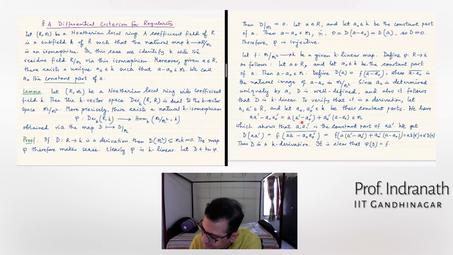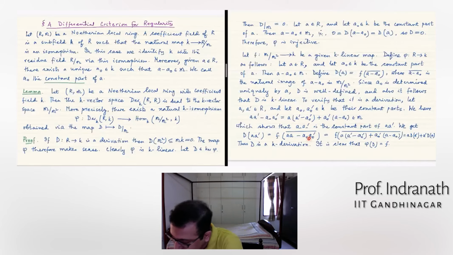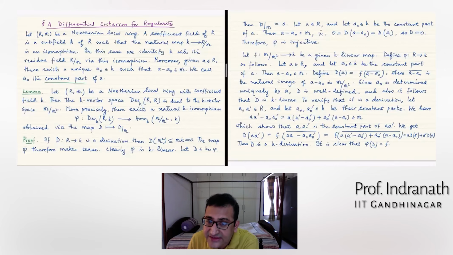Therefore, since these are in M, this whole thing is in M, which shows that this A minus, oops, sorry, this is, yeah, it's fine. So A dash is the, actually it should be A0 dash. I'll make the correction. This is A0 dash, the constant part of A dash.